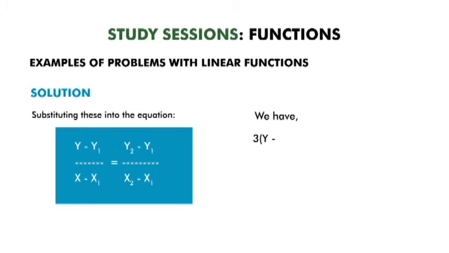3 multiplied by (y minus 3) equals 4 multiplied by (x minus 2). 3y minus 9 equals 4x minus 8. 3y equals 4x minus 8 plus 9. 3y equals 4x plus 1. y equals (4x plus 1) divided by 3, or y equals 1 over 3 multiplied by (4x plus 1). The functional relationship is y equals (4x plus 1) over 3.